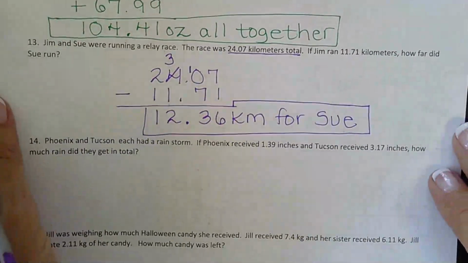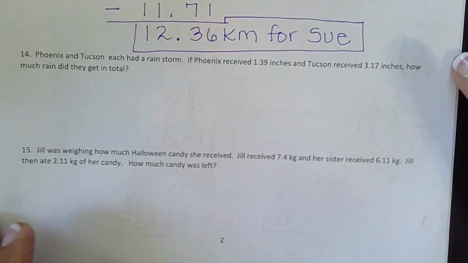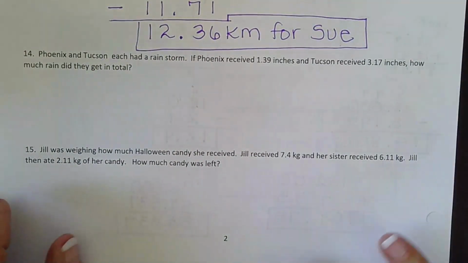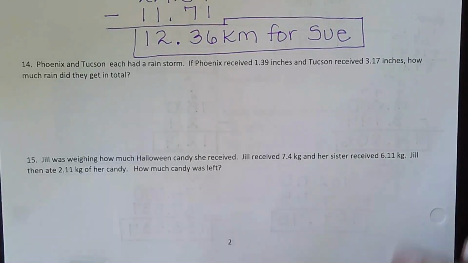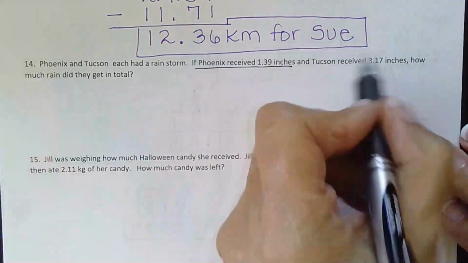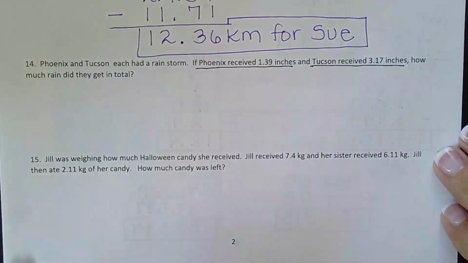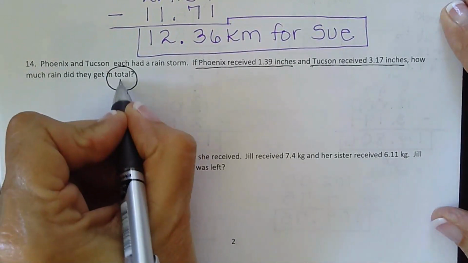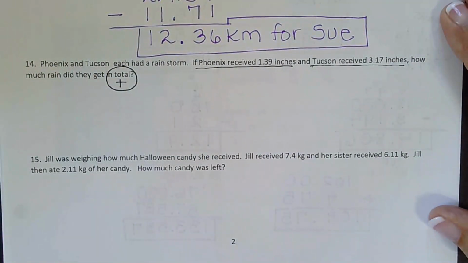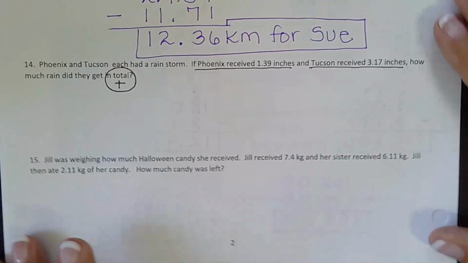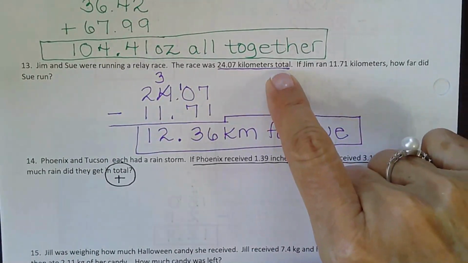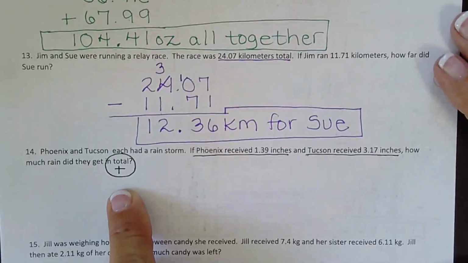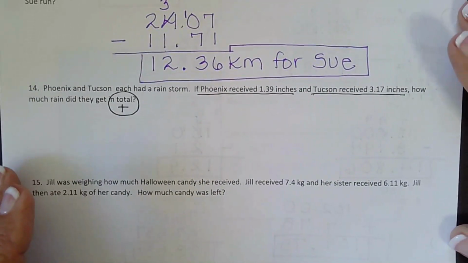Okay, let's do one more together and then you guys try the last one of the section. Phoenix and Tucson each had a rainstorm. If Phoenix received 1.39 inches and Tucson received 3.17 inches, how many did they get in total? Keyword meaning plus. Total always means plus. When they give you the total, you can be pretty sure it's going to be a subtraction problem. But when they ask you for the total, that means you need to add the two parts that you have.